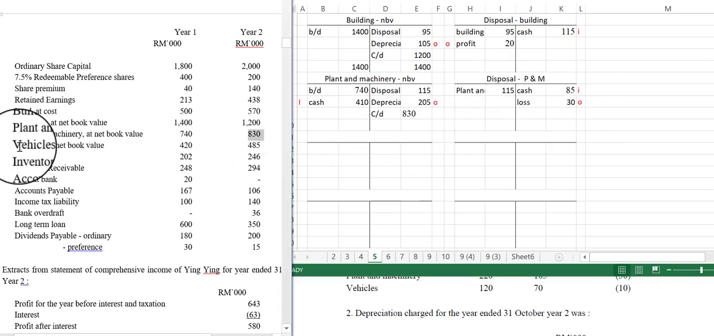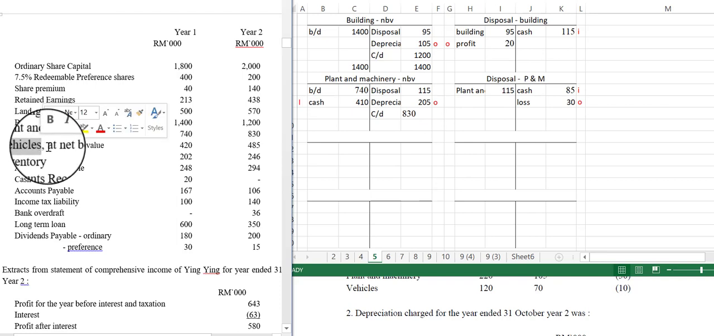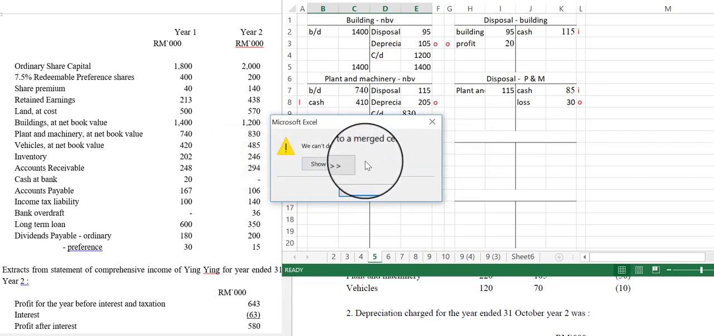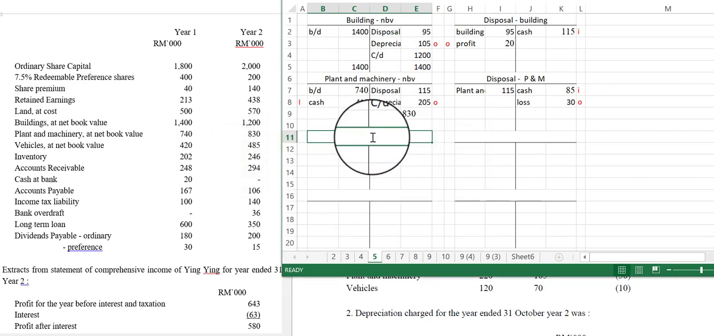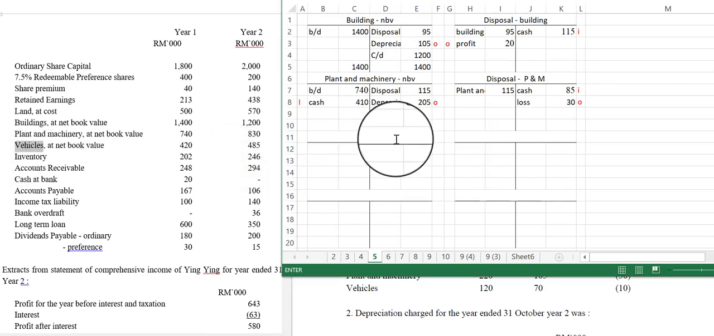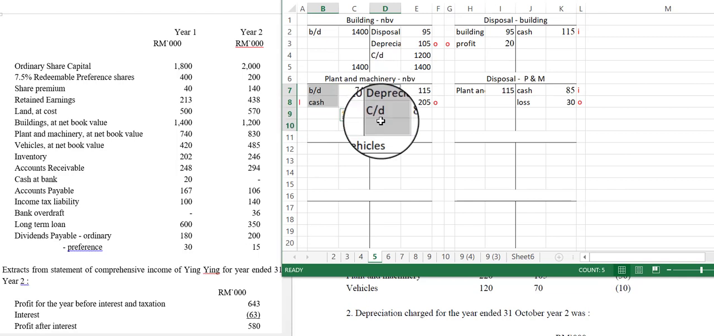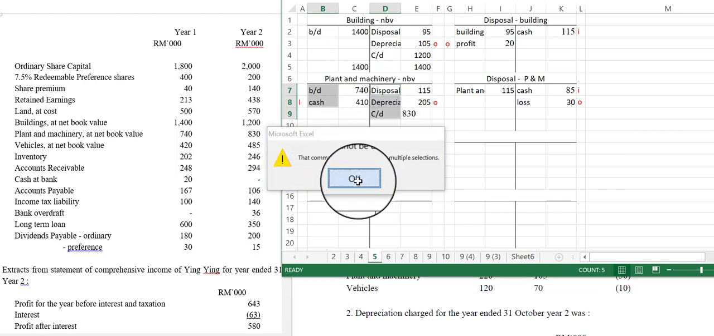The next will be your vehicles. Now vehicles, same thing, you have your opening. The format, I think, is quite similar, it won't change too much.